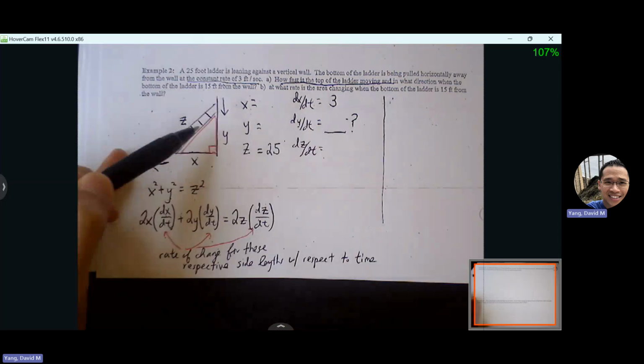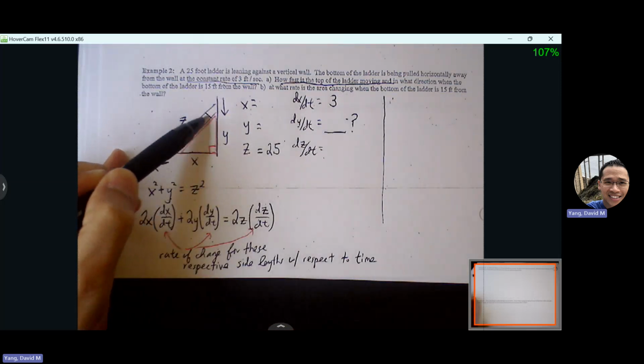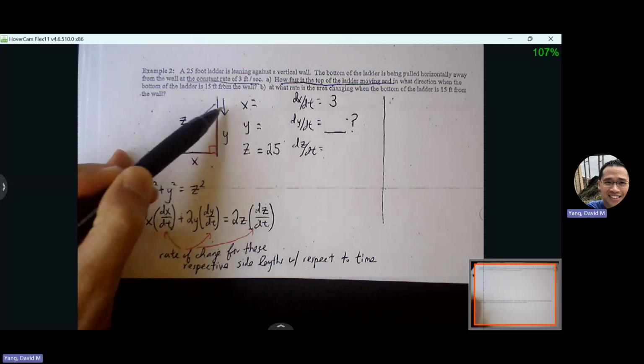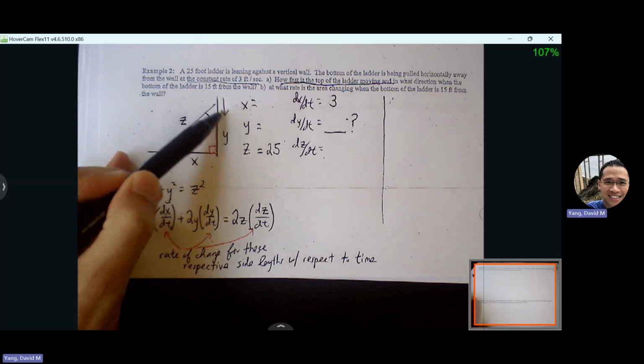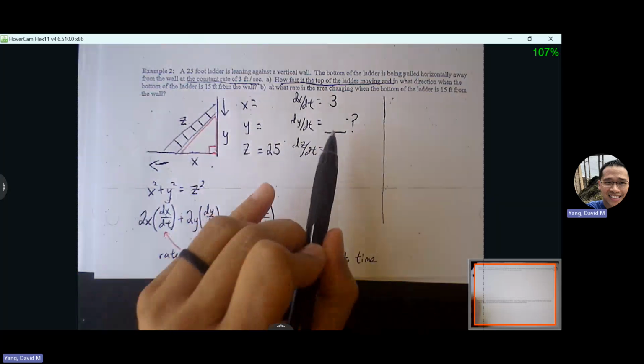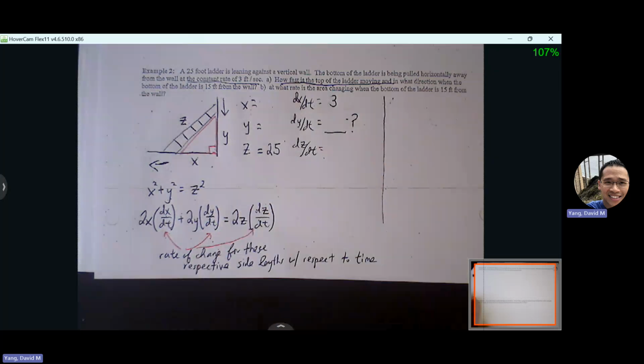Now, what do you expect dy/dt to be in terms of positive or negative sign? Negative, because it's getting smaller, right? It's not really because it's going down. It's because we imagine that y value getting smaller as time passes. Okay, so when we solve for it, it should come out negative.